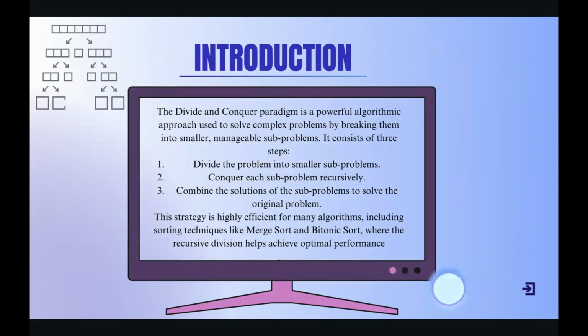This approach is especially useful in sorting algorithms called merge sort and Bitonic sort, which we are going to look at today. Both of these algorithms use divide and conquer to achieve better efficiency, especially for larger datasets. Now, Vanilla will explain the merge sort algorithm.